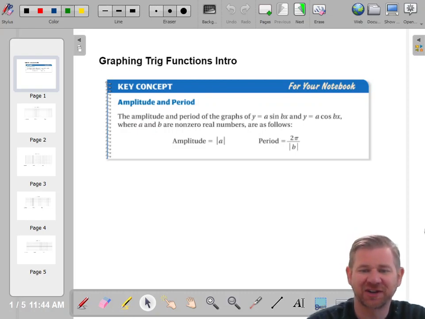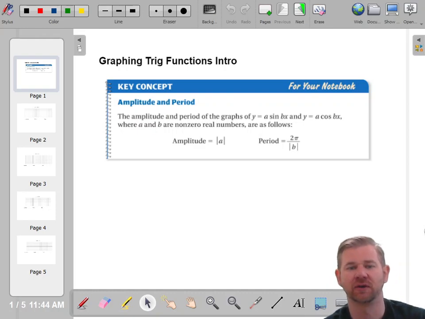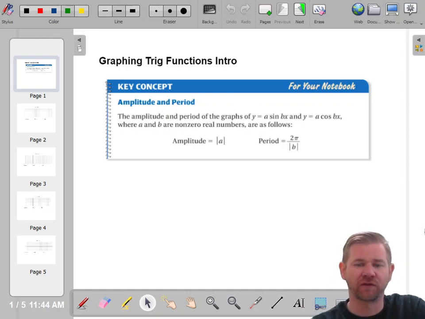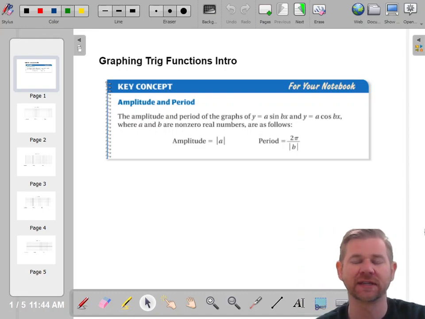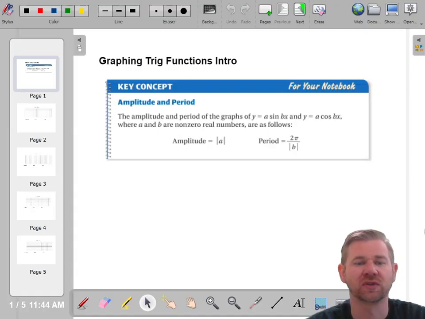Hello everyone, let's talk about trig graphing. So we're going to start to graph sine and cosine functions, and the first day we're just going to look at how we can stretch it out vertically, how we can do dilations, and how we can condense it horizontally, do dilations. So vertical and horizontal dilations.